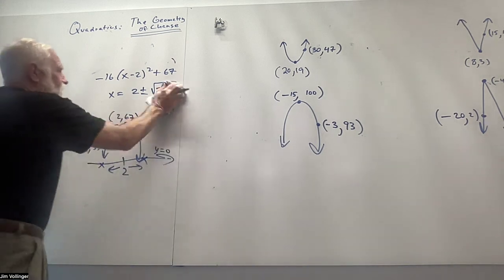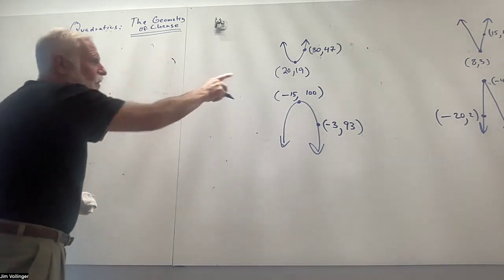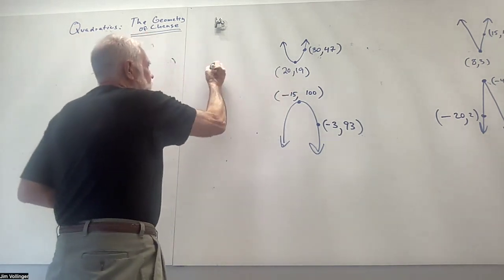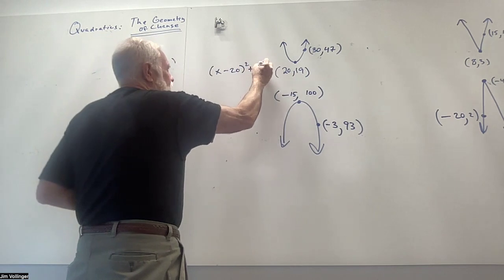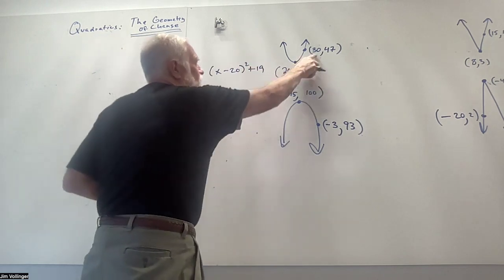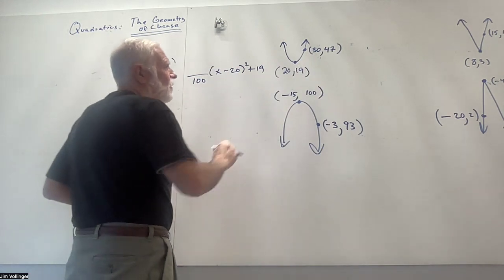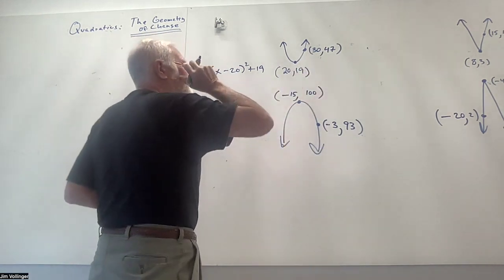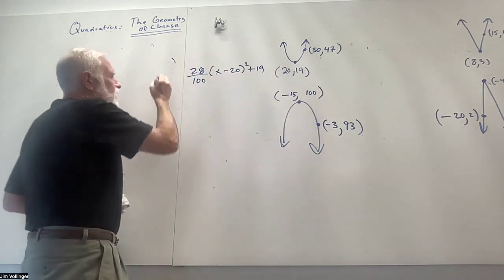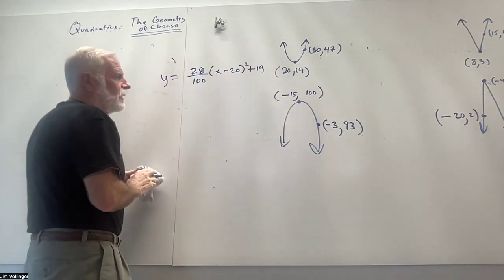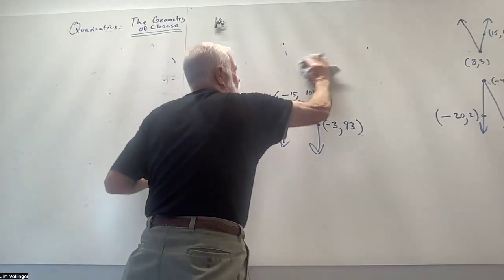All right, so now pause the video. Let's go 2019. So we've got x minus 20 squared plus 19. And I'm going from 20 to 30. That's 100 units of square change. And I want to get from 19 to 47, which is 28 units. And we'll leave it like that. That's our y equals.